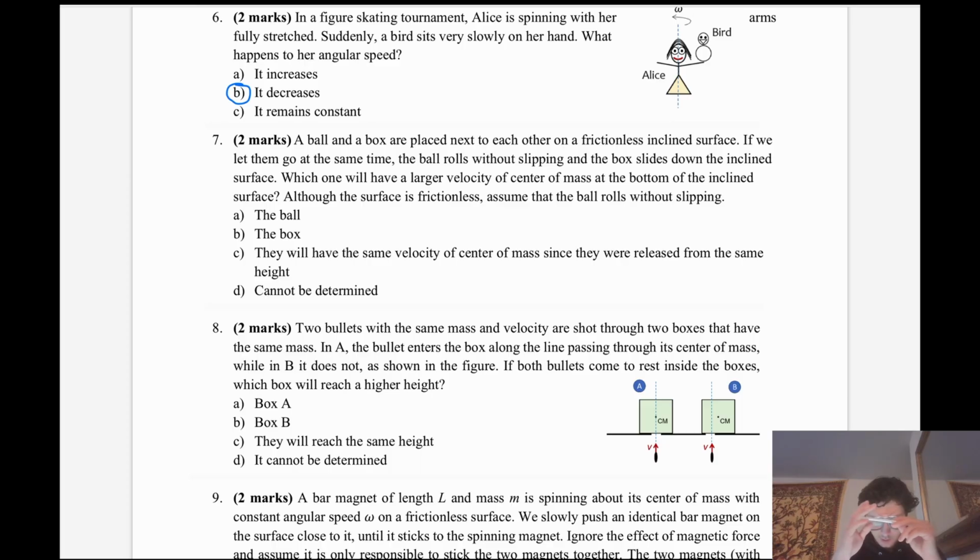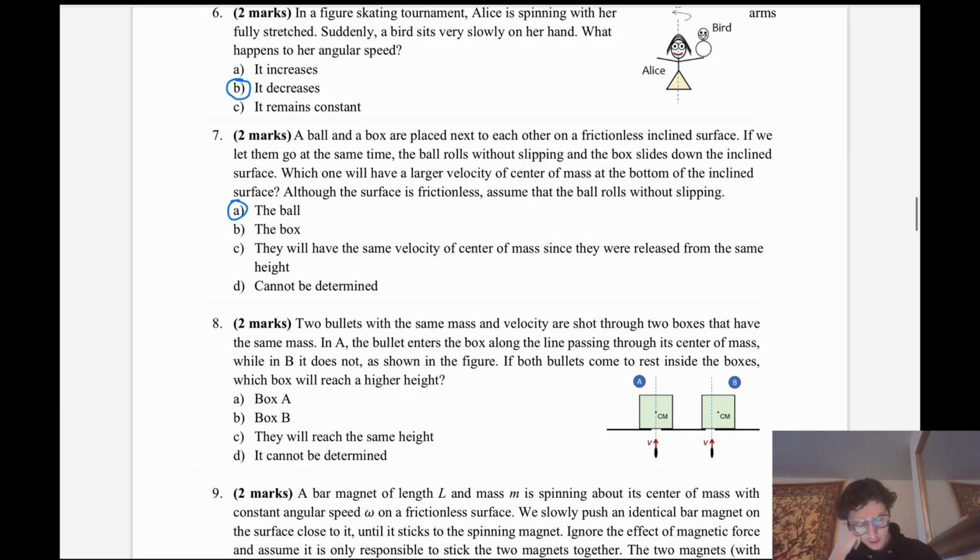Although the surface is frictionless, assume the ball rolls without slipping. The ball and the box will have the same velocity of the center of mass since they were released from the same height, or it cannot be determined. This one is tricky because it has something to do with kinetic energy. The ball, I think, has moving kinetic energy and also rotational kinetic energy, so I think the ball moves faster. I'm just going to say the ball because I don't want to waste time, but I will think about this.